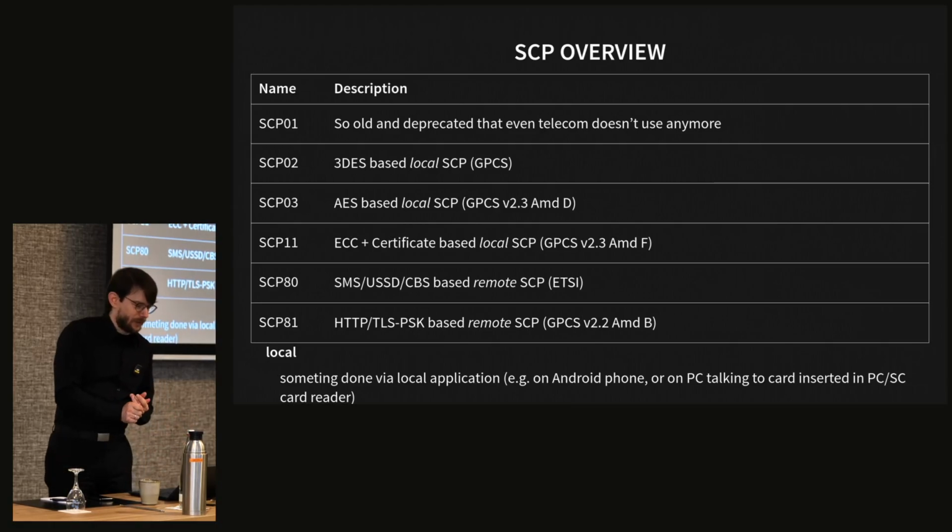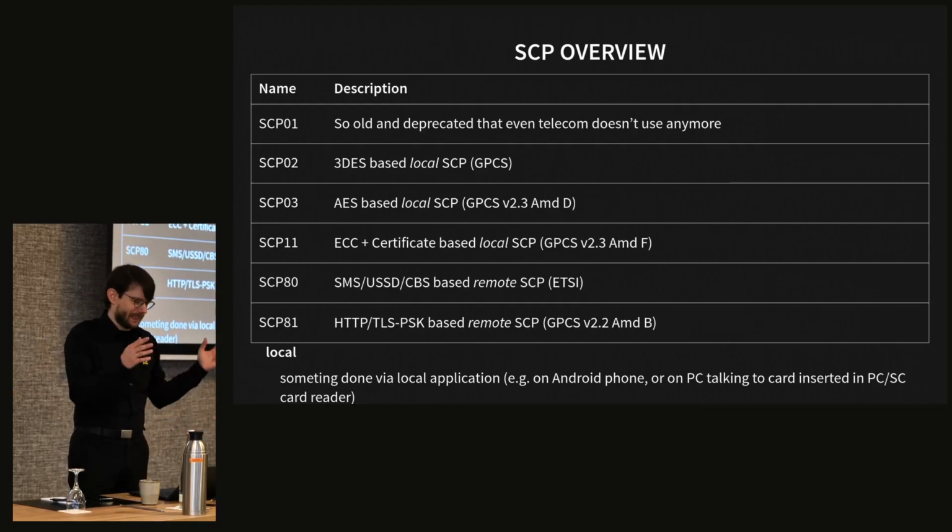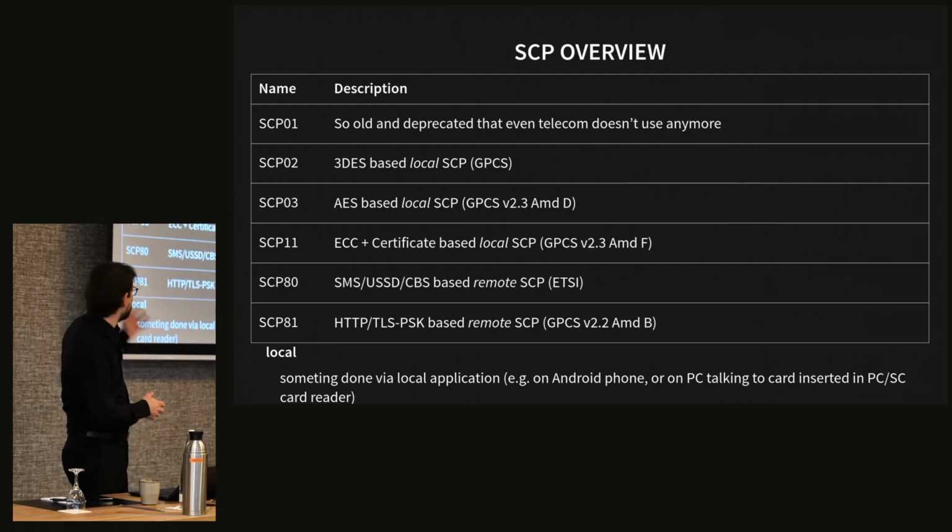So this is an overview of those SCPs. SCP-01, I never looked at it. It's so ancient that not even telecom, which lags decades behind what recent GlobalPlatform specifications are doing, is using it anymore. So I don't know what they did. SCP-02 is triple DES, so it must have been something weaker than triple DES, I suppose. I don't know what that means.